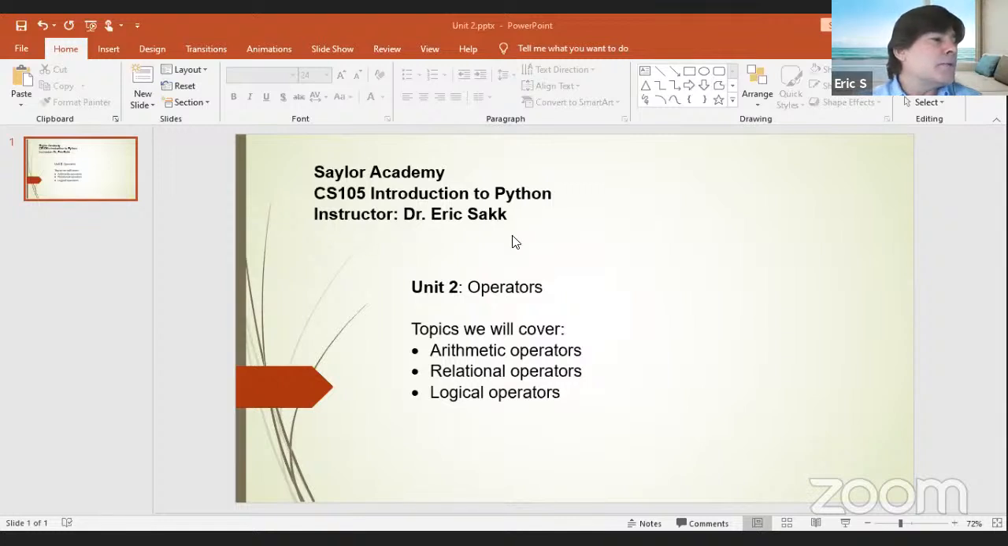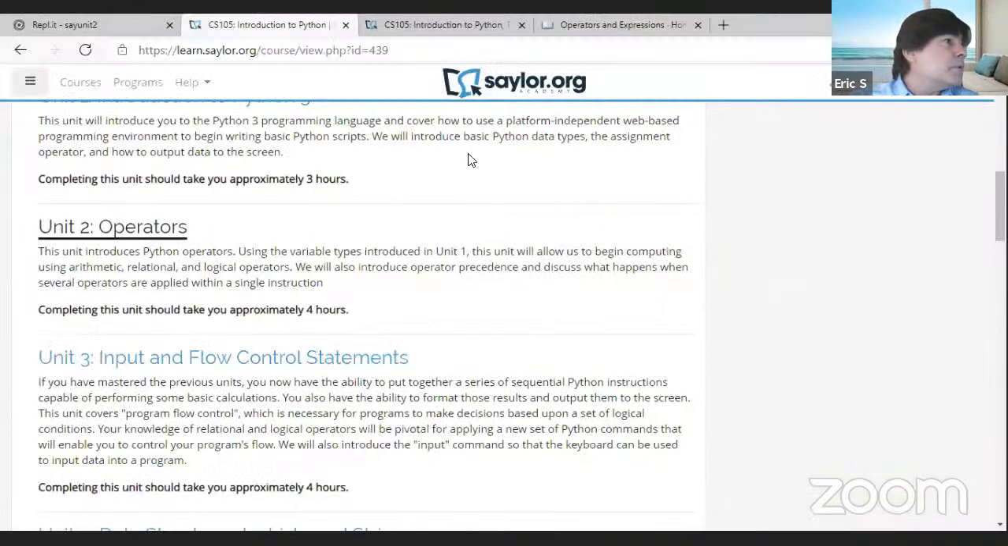And so we'll first get into our arithmetic operators, and then talk about relational operators, because oftentimes we're really going to need to do comparisons, and then finally logical operators. So we'll dive right in, and so probably the best place to go is the course itself, which is Unit 2 on operators.